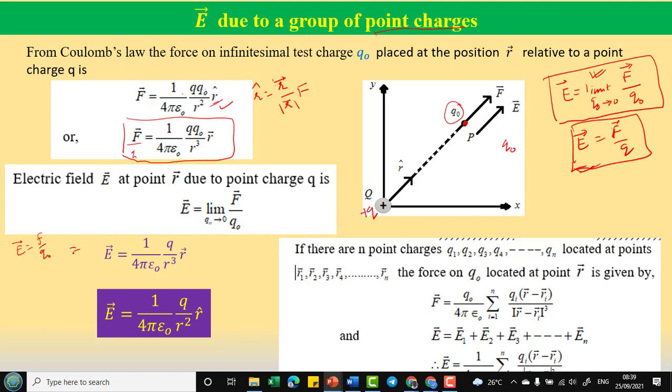So with whom is Q naught cancelled? Okay. So the definition of intensity of electric field is E is equal to F by Q naught. Now what is F?